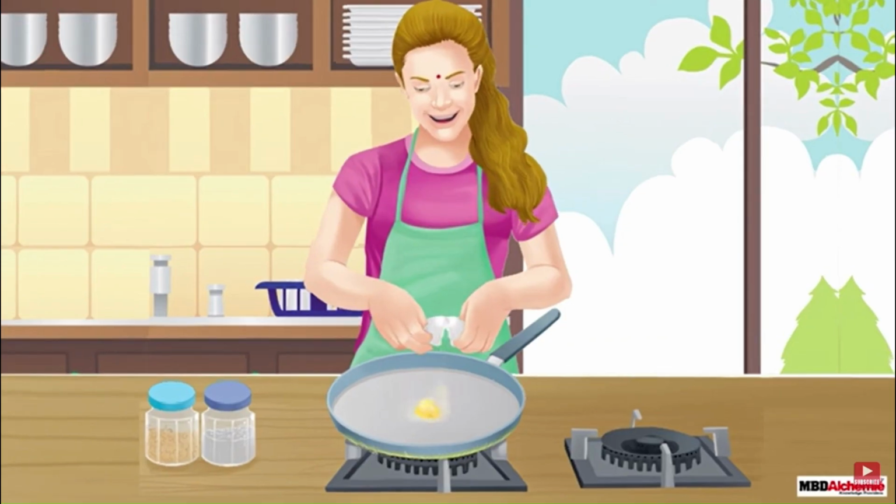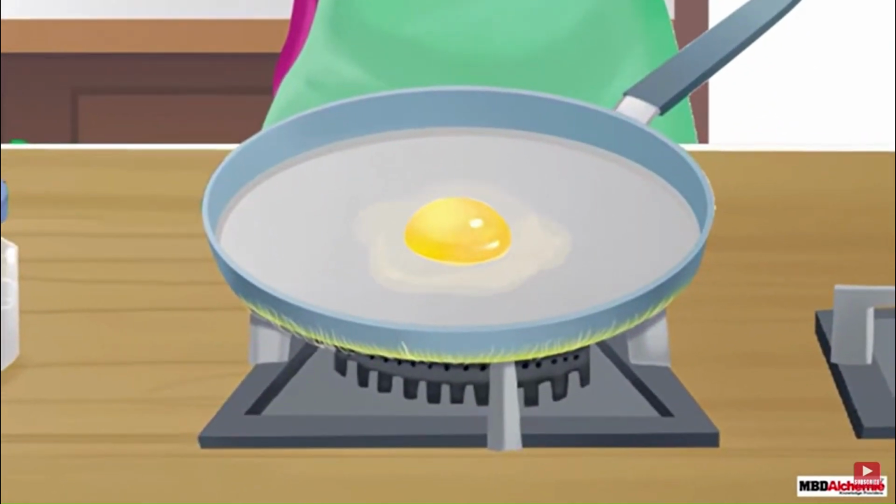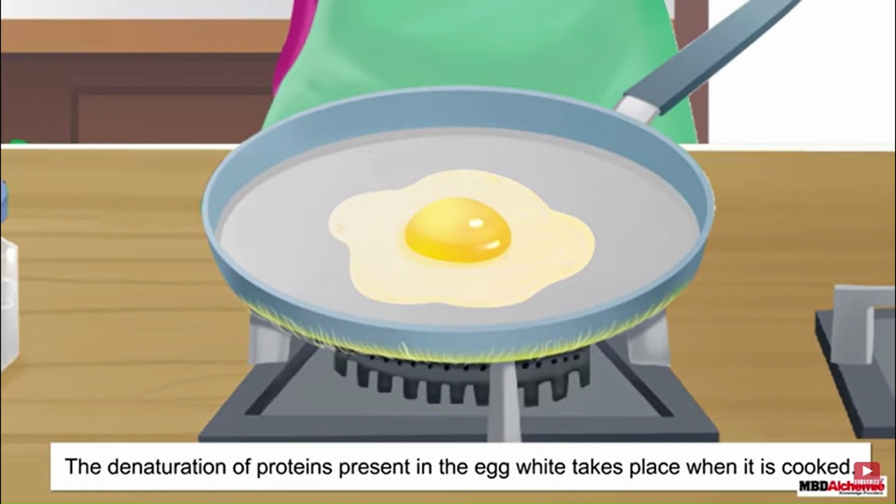When we cook an egg, the egg white gets coagulated. This is because of the denaturation of proteins present in the egg white.